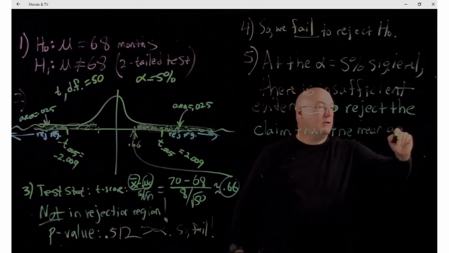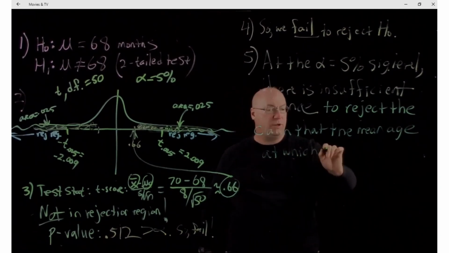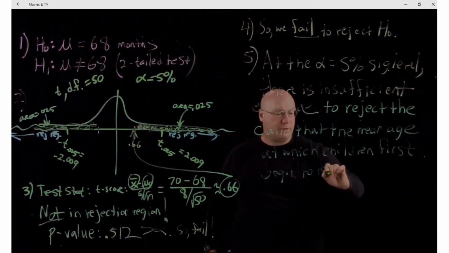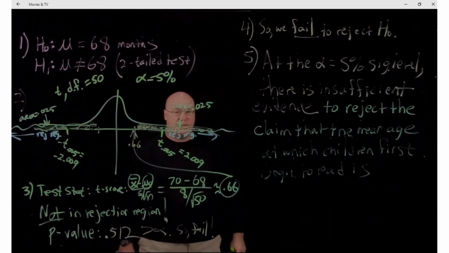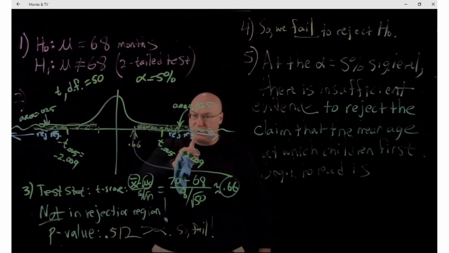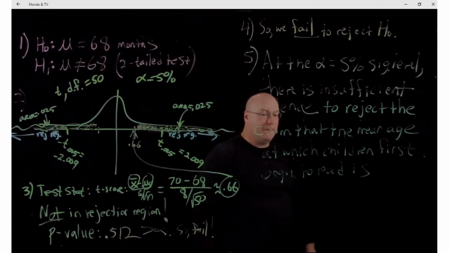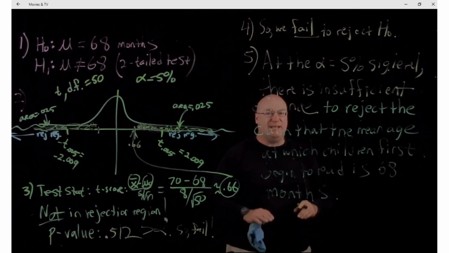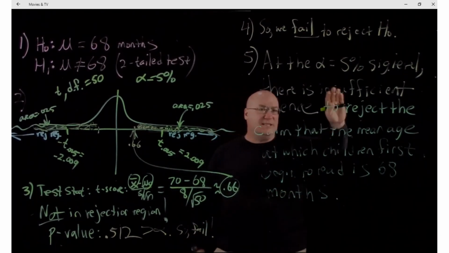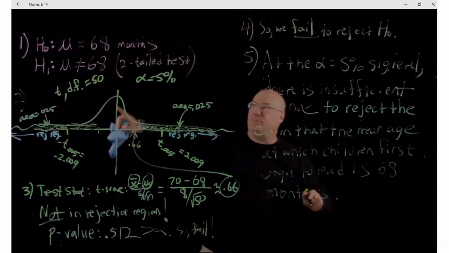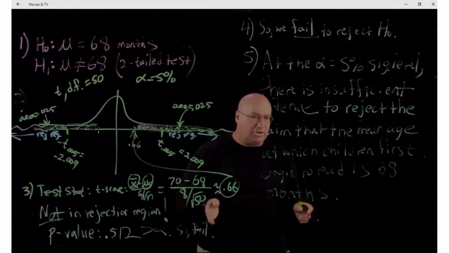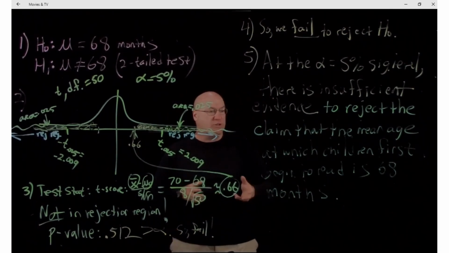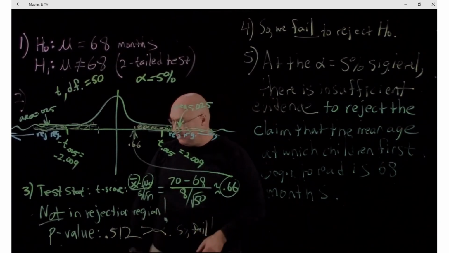That the mean age at which children first begin to read is what you said, 68 months, right? We are failing to reject the null. I keep wanting to emphasize, it is the null that we are failing to reject here. So there is insufficient evidence to reject what? The claim that the mean really is 68 months, okay? We don't have good reason for believing that it is different than 68 months. Keep in mind, always the final conclusion is stated in terms of rejecting or failing to reject whatever the null hypothesis is. Let's stop here.